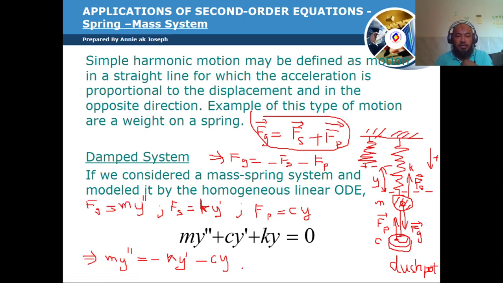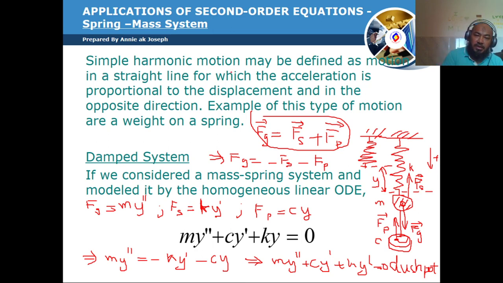Okay, so you can see from here, we get my'' plus cy' plus ky equal to 0. Okay, so this is the equation coming from this system.